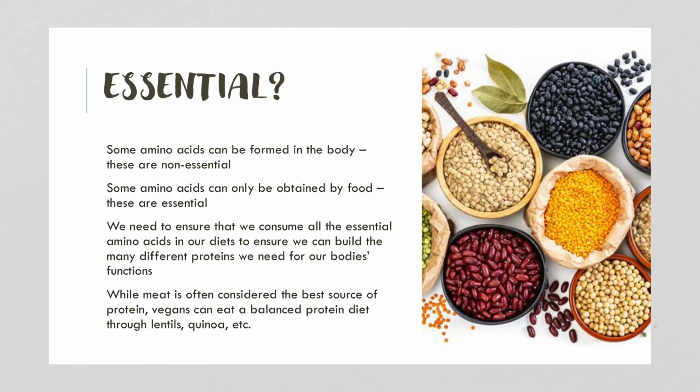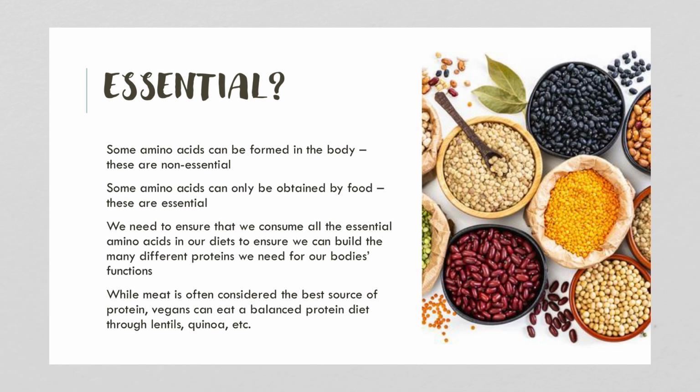So some, as I mentioned, some amino acids are essential. Some can be formed in the body, so they're non-essential. As long as you have the component parts, our body can build them back up again. But some amino acids can only be obtained by food. They're called the essential amino acids. And we need to ensure that we consume all the essential amino acids in our diets to ensure that we build the many different proteins we need for our body's functions.